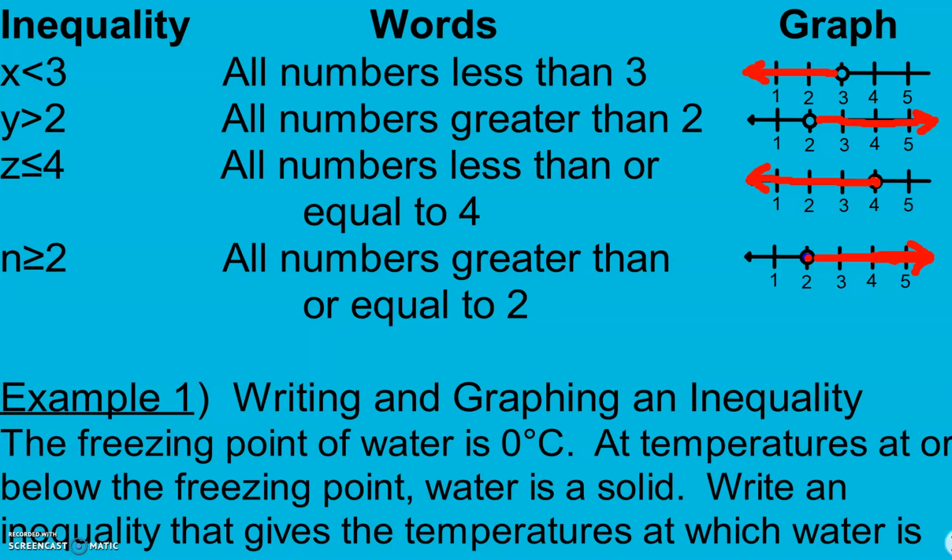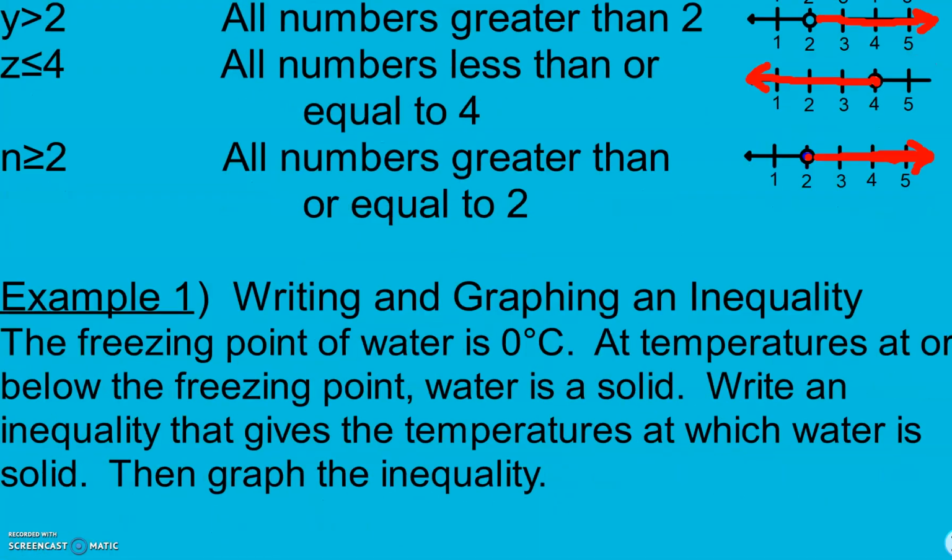Z is less than or equal to 4. So all numbers less than or equal to 4. Remember, our variable represents all of our solutions. So here, if we look, our circle at 4 is filled in because it's equal to 4. 4 is an answer as well. So since we filled in 4, it tells us it's equal to, and we want numbers that are less than 4 as well, so we shade to the left. N is greater than or equal to 2. All numbers greater than or equal to 2, we fill in the 2 because it's equal to 2, and we want numbers greater than that, like 3, 4, and 5.